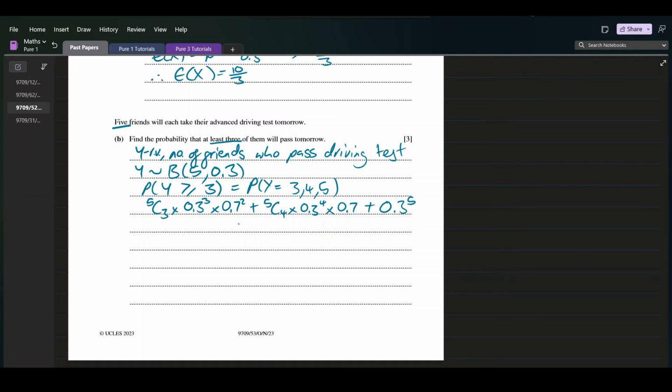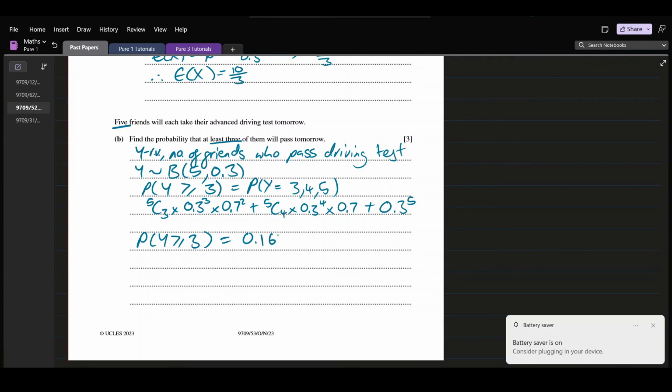Let's punch this into a calculator. That's 5 choose 3 times 0.3 to the power 3 times 0.7 squared plus 5 choose 4 times 0.3 to the power 4 times 0.7 plus 0.3 to the power 5, and that gives us 0.163. The probability that y is greater than or equal to 3 is equal to 0.163, correct to 3 significant figures.